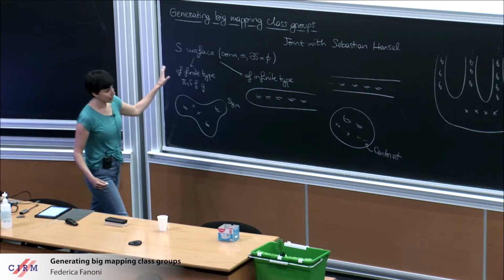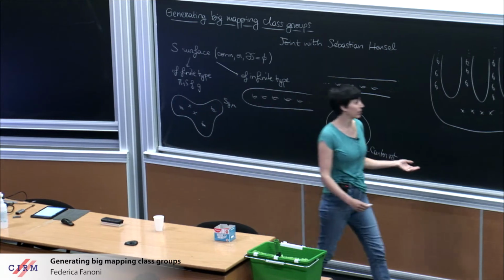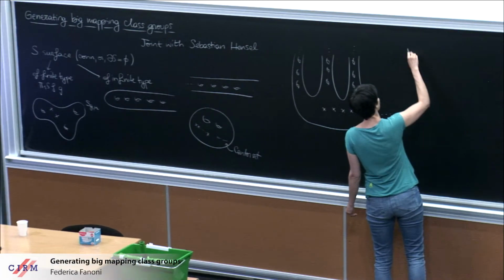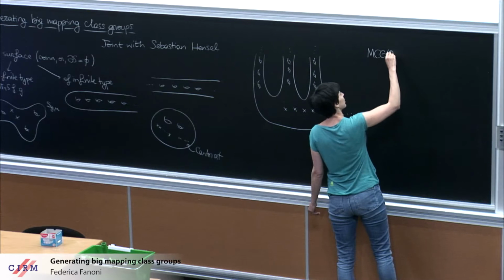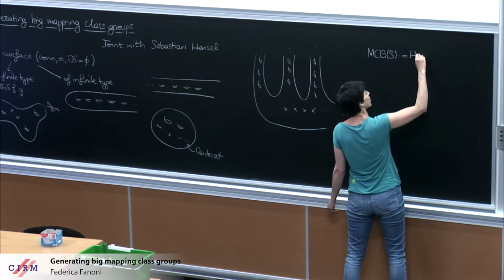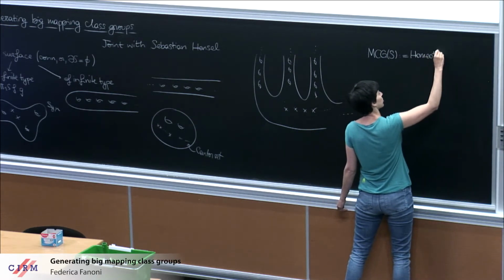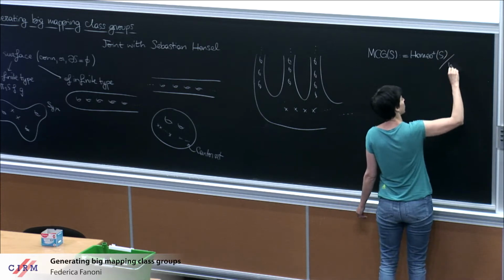But to any of these surfaces, we can associate the mapping class group. We've already seen, but let's just define it. I have the mapping class group of the surface. This is the group of orientation preserving homeomorphisms of the surface up to homotopy.